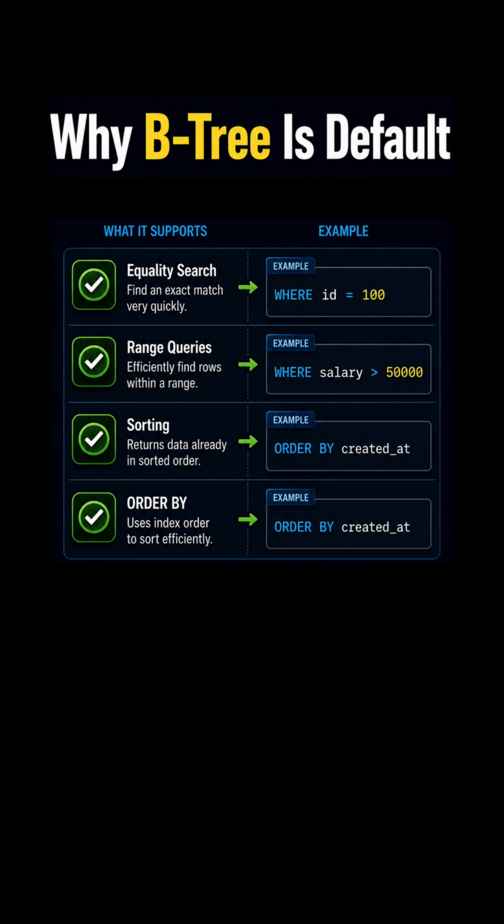Why is the B-tree the default in databases? B-tree indexes are powerful because they support exact lookups, range queries, and sorting. That's why databases use them by default. One index solves multiple problems efficiently.